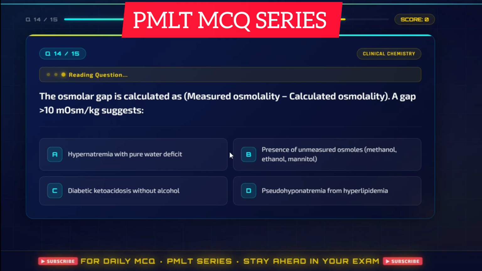The osmolar gap is calculated as measured osmolality minus calculated osmolality. A gap greater than 10 mOsm/kg suggests A. Hypernatremia with pure water deficit. B. Presence of unmeasured osmoles, methanol, ethanol, mannitol. C. Diabetic ketoacidosis without alcohol. D. Pseudohyponatremia from hyperlipidemia.